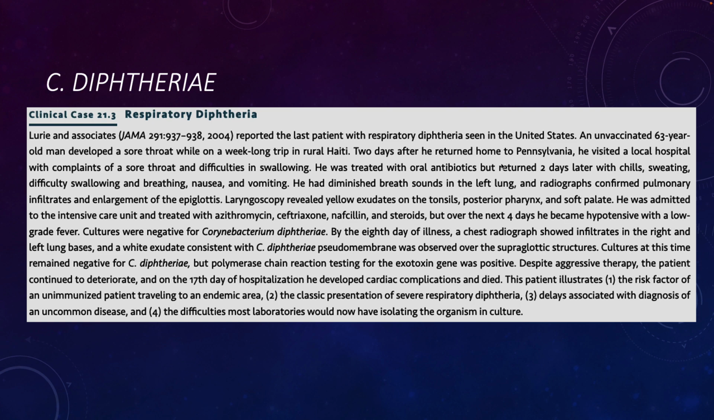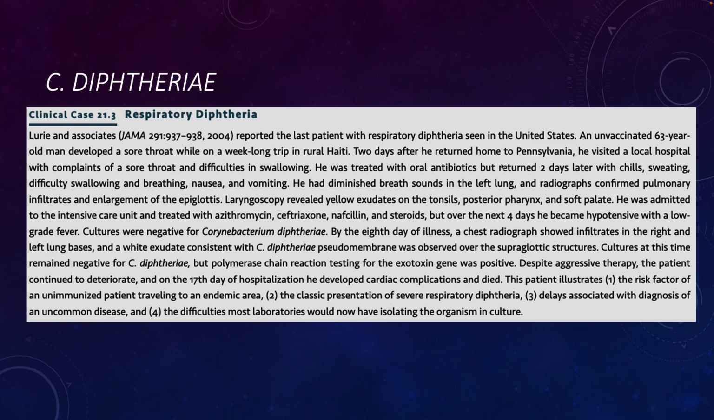Remember, the major symptoms of this disease are mediated by toxin production. So treatment with antibiotics doesn't get rid of the toxin. He had diminished breath sounds in the left lung, pulmonary infiltrates, and enlargement of the epiglottis. He had yellow exudate on the tonsils, posterior pharynx, and soft palate. Admitted to the ICU, treated with a whole host of antibiotics and steroids to dampen the inflammatory response.